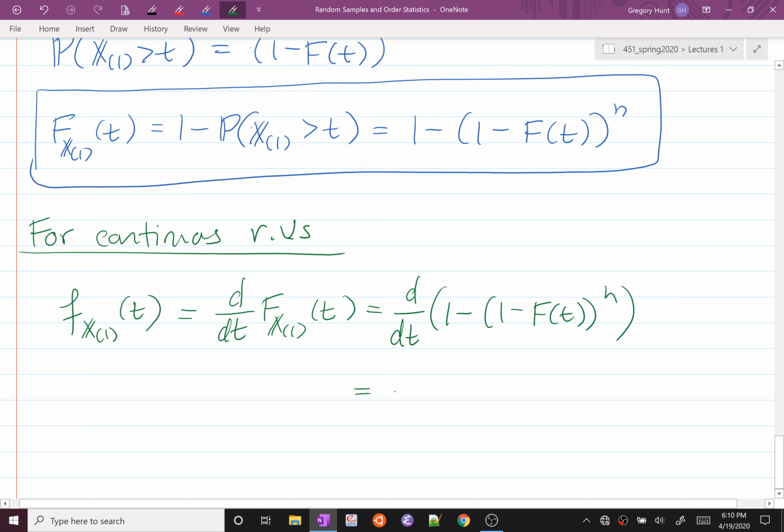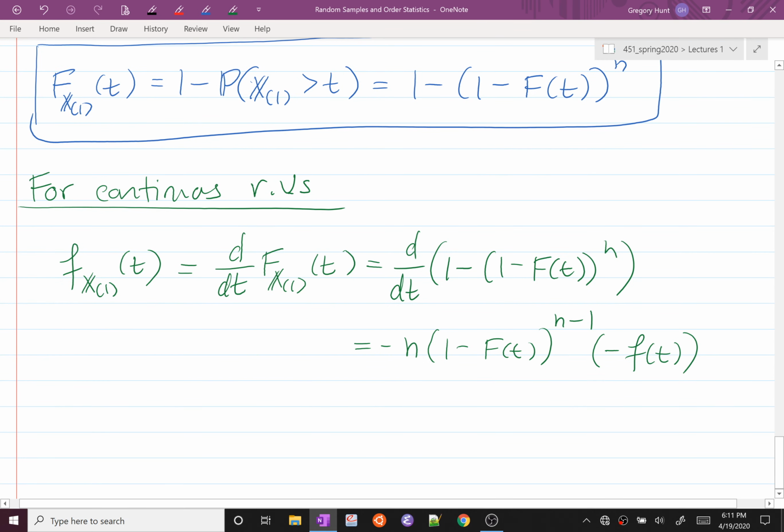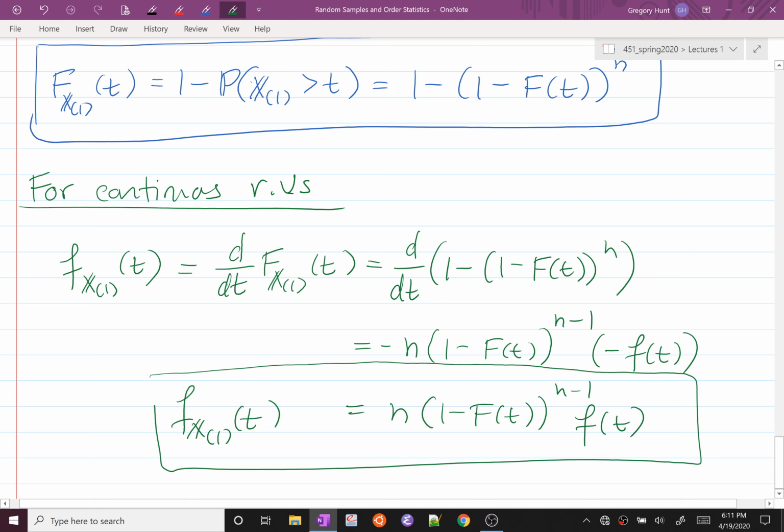And I get negative, 1 minus F of t, bring down the power. I have to bring down an n, and then I have to take a derivative of the inner, which is just going to be negative f of t, where little f of t is the PDF of any of my little individual x of i's themselves. So altogether we get n times 1 minus F of t to the n minus 1, times little f of t. So this is the PDF for a minimum.